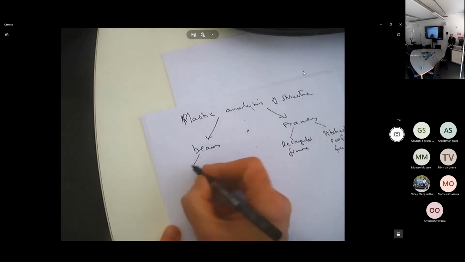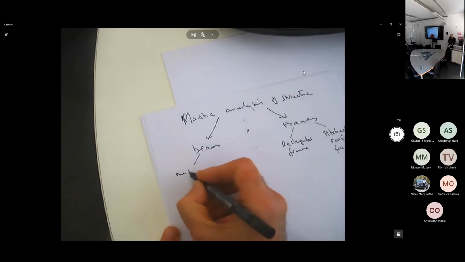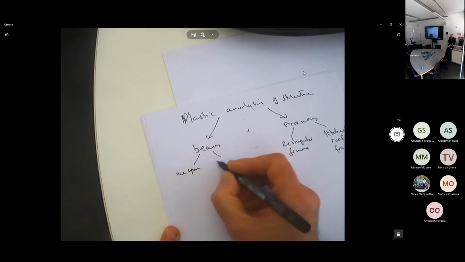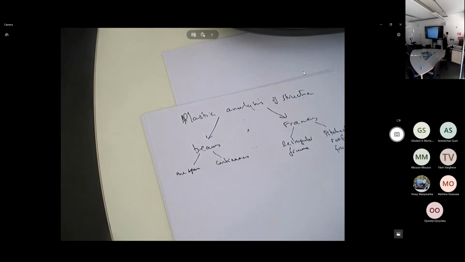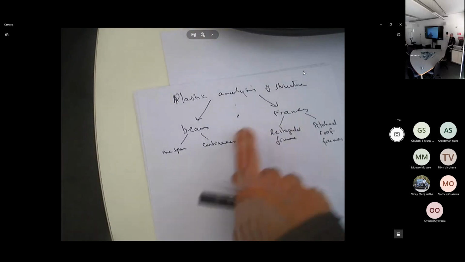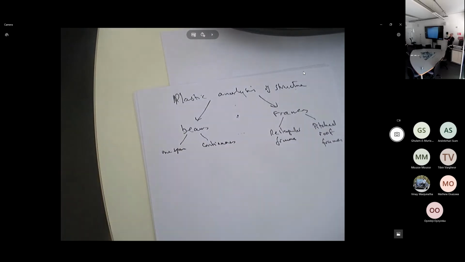And beams, we did one span, or you can have continuous. And that's what we did, okay? And we covered examples of all of this, okay? We did rectangular frames with different shapes, symmetrical, asymmetrical, with different values of MP. And then we did the same with the pitch roof frames. We did symmetrical, asymmetrical, different MPs and so on.